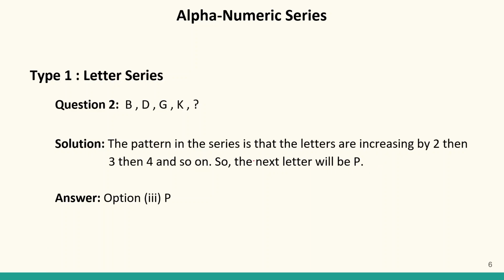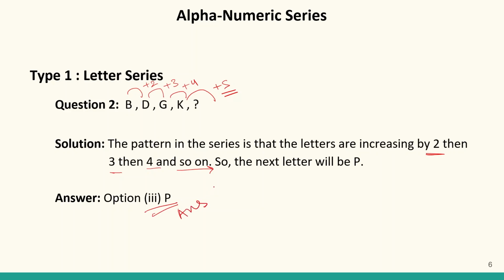So here it is mentioned that the pattern in the series is that the letters are increasing by 2, by 3, by 4, and so on. So this is what we studied. There's a plus 2, plus 3, plus 4, and then we increase the position by 5, and we got P. This is your answer.